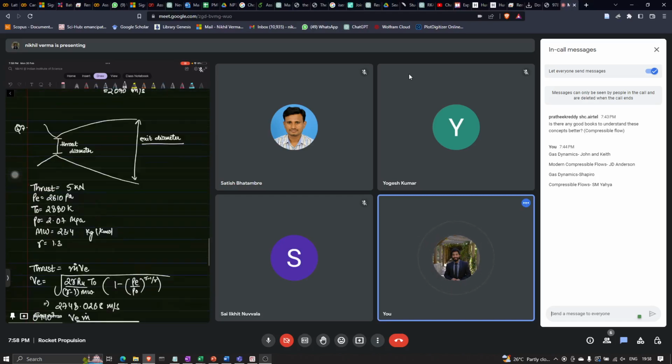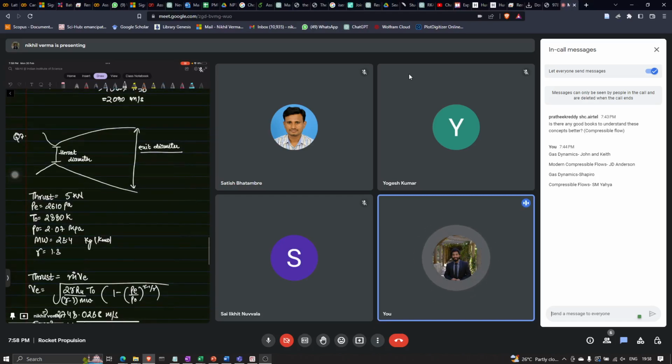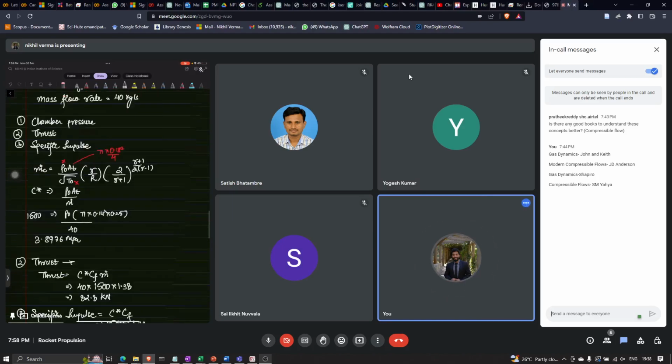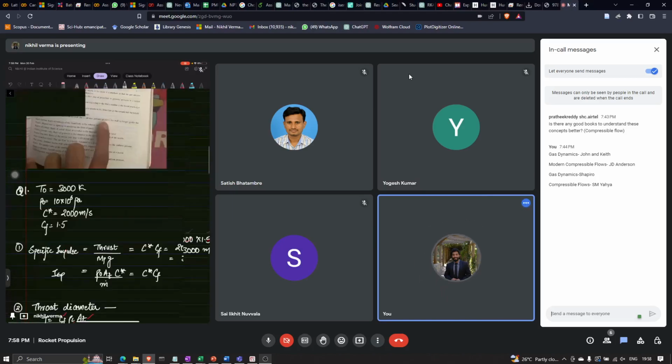So with this you can calculate the exit area and the throat area. Probably you'll find problems like this. If you have any other doubt, please let me know. Any doubt on whatever we have done so far?